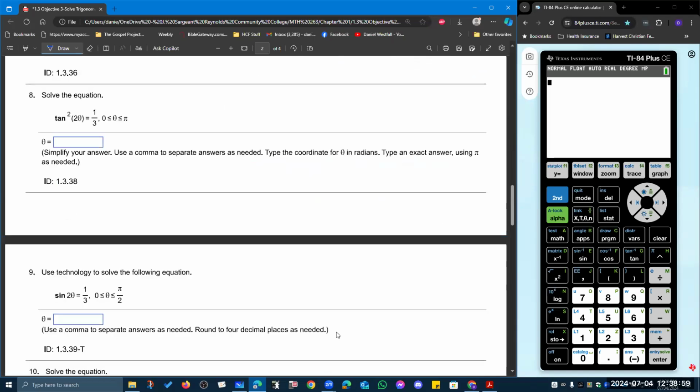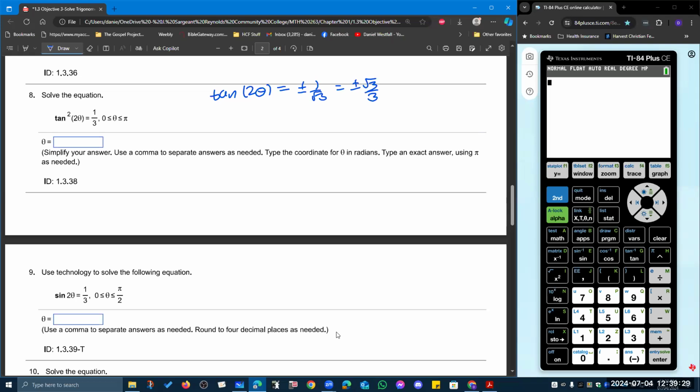All right. Tan squared of 2 theta is equal to 1/3. So tan of 2 theta is equal to plus or minus 1 over root 3, which is equal to plus or minus root 3 over 3.